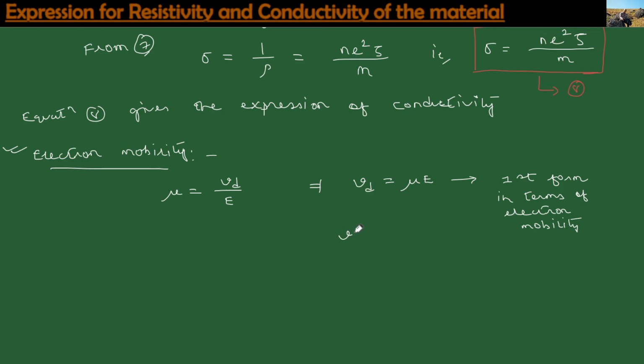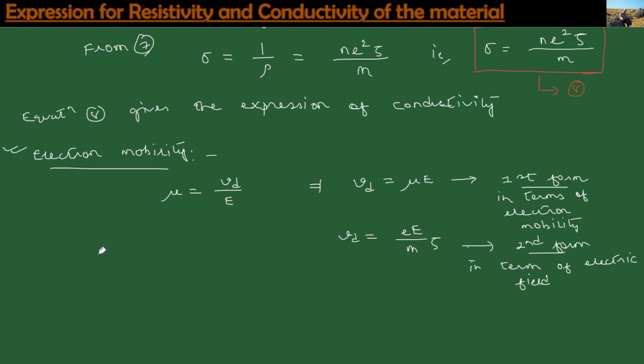Also, we know Vd, which we have written before, was given by the expression Vd equal to E by m into tau. This is another formula for drift velocity, but this will be in terms of the electric field. So these are the expressions.